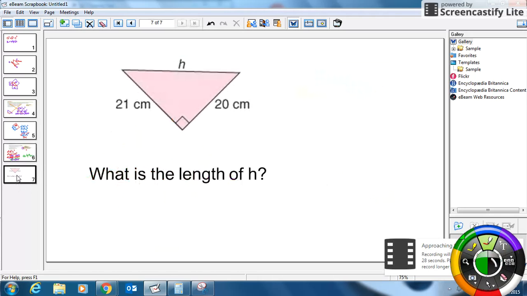Tell you what, here's your question. What is the length of H? Answer it. Put it in Edmodo.